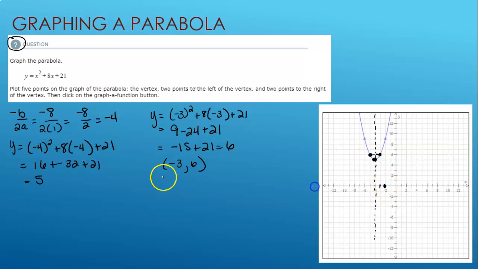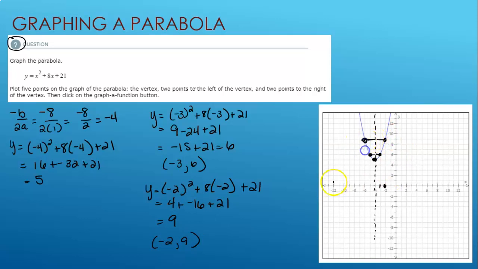Let's try negative 2. So that's negative 2 squared plus 8 times negative 2 plus 21. Negative 2 squared is 4. 8 times negative 2 is negative 16. So 4 plus negative 16 plus 21 becomes 9. So when I substituted in negative 2, I got 9. So that's negative 2 comma 9. This is 2 spaces here. So 2 spaces here would be the point negative 6 comma 9.